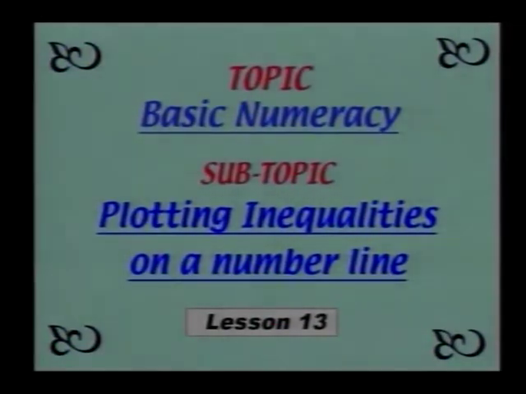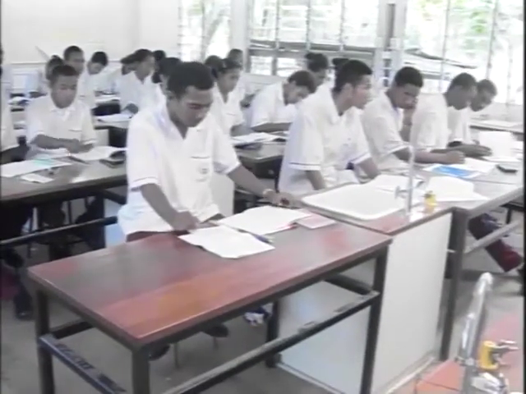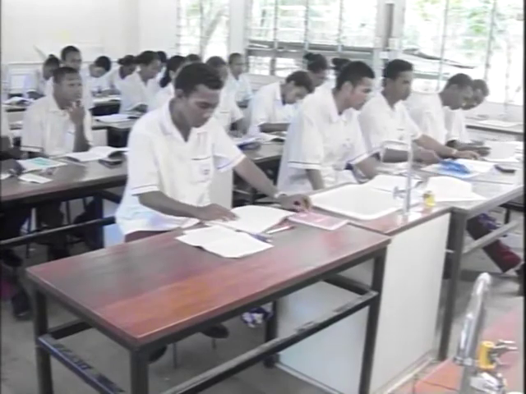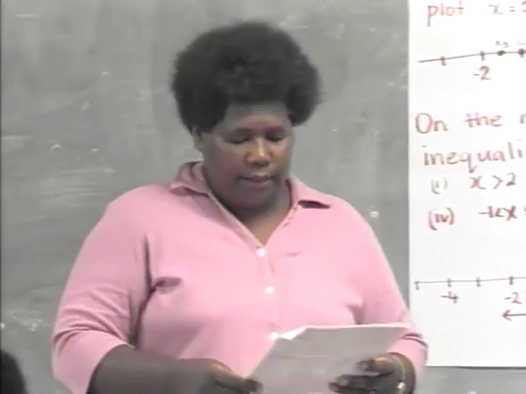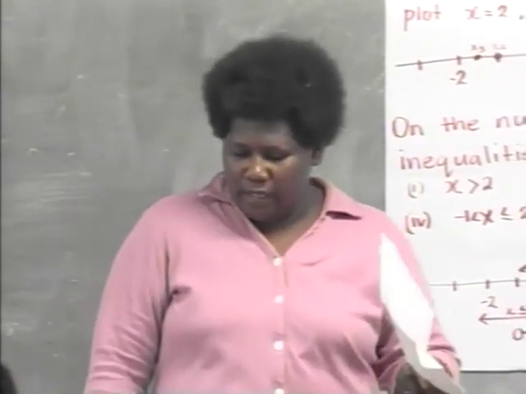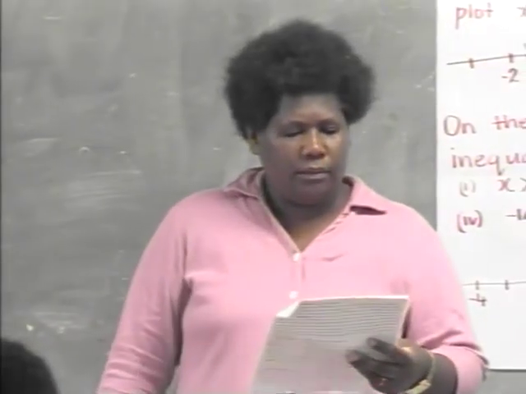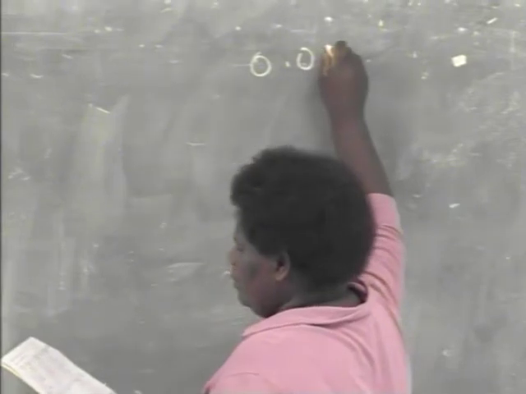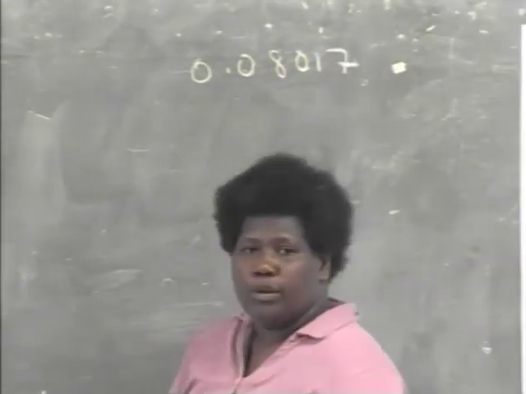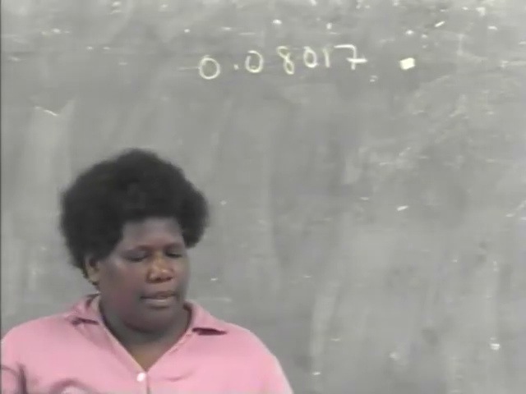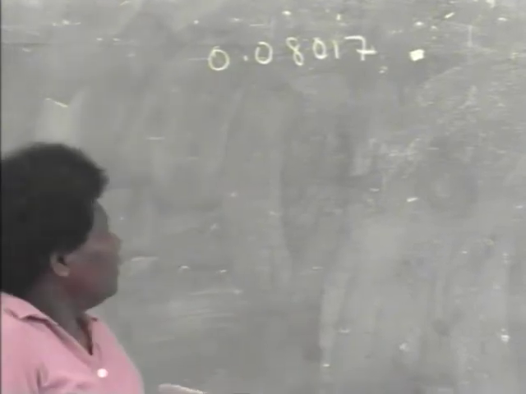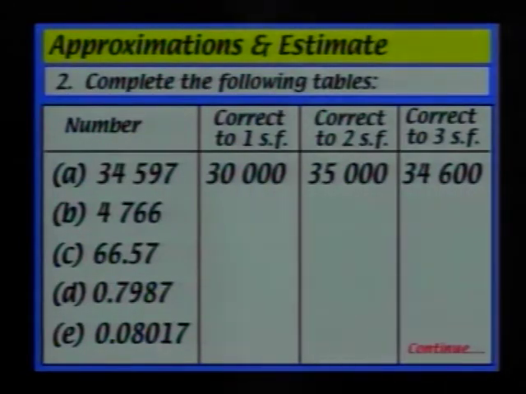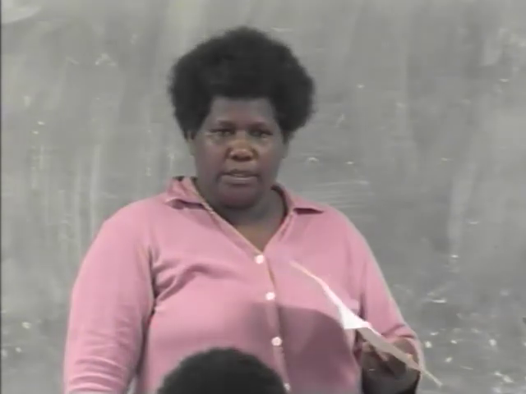All right, then today we'll be looking at plotting inequalities on a number line. But before we do that, I need to go through some mistakes I made in the previous lesson. The first one, on your worksheet, is on table B, table number 2, where you were told to write the number 0.08017 to one significant figure. I think to two and three significant figures our answers were correct. Okay, I said the answer was 0.1, which is wrong.